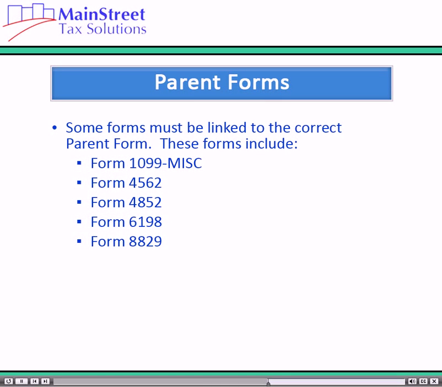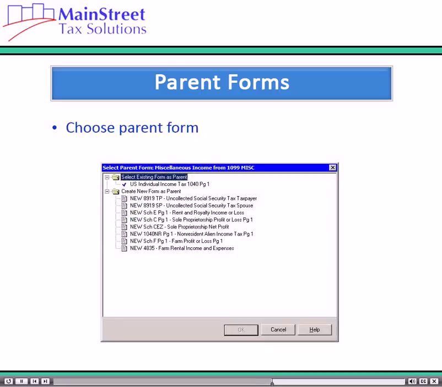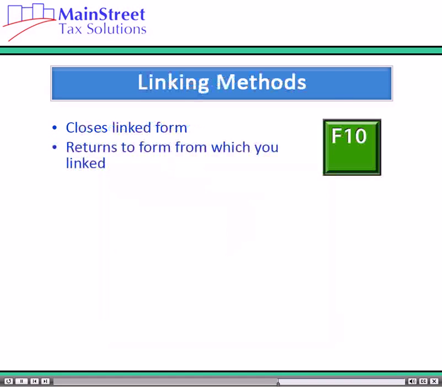Besides linking from a parent form, these supporting forms can also be selected from the forms list. When you select one of these forms from the forms list, the tax software displays a list of possible parent forms. Select the correct one, and the tax software will link to an existing parent form or add both the new parent form and the supporting form to the return.